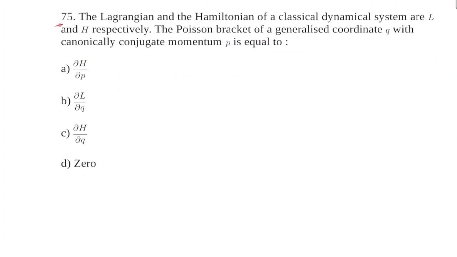Next, 75. The Lagrangian and Hamiltonian of a classical dynamical system are L and H respectively. The Poisson bracket of a generalized coordinate q with canonically conjugate momentum p is equal to, this is your ∂H/∂q. Okay.